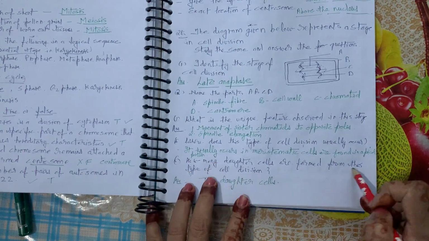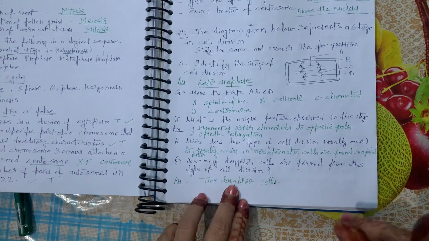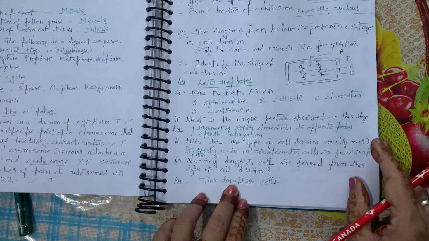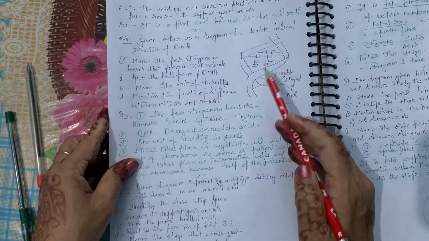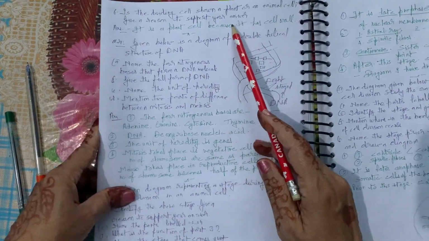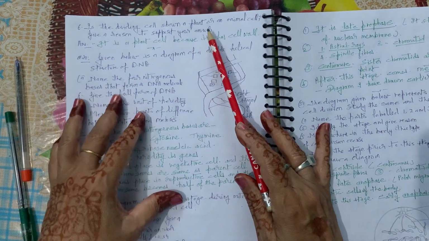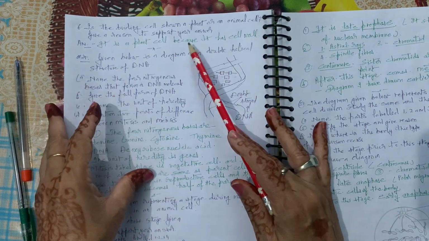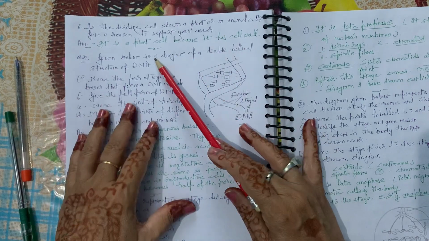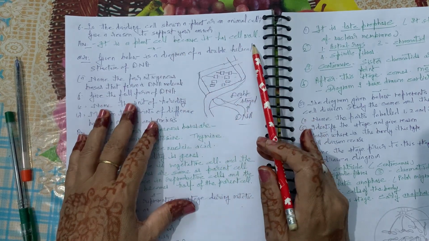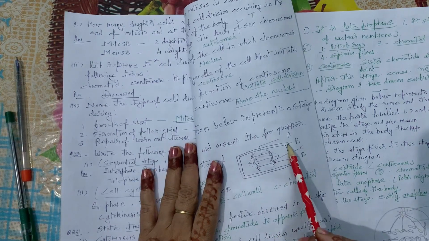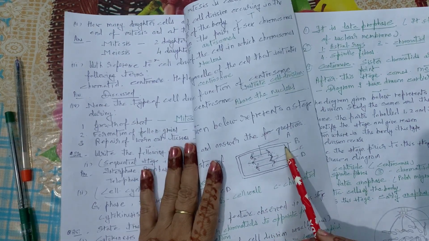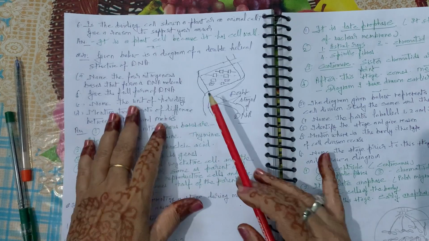How many daughter cells are formed after this type of division? 2 daughter cells are formed after this type of cell division, right? Next, is the dividing cell shown a plant or an animal cell? Give a reason to support. It is a plant cell because it has cell wall. Because in the diagram you can see here, you see double walled is there, means cell wall, cell membrane. So it is a plant cell.